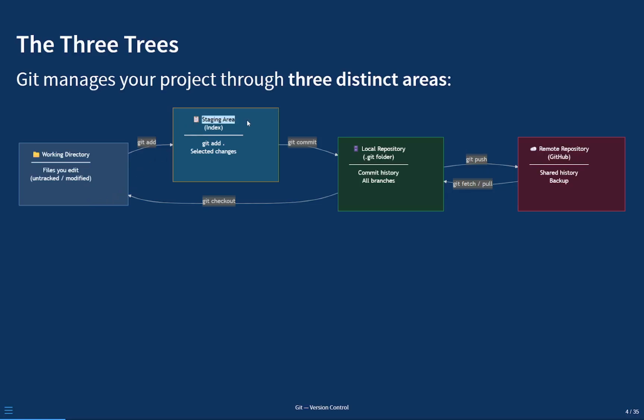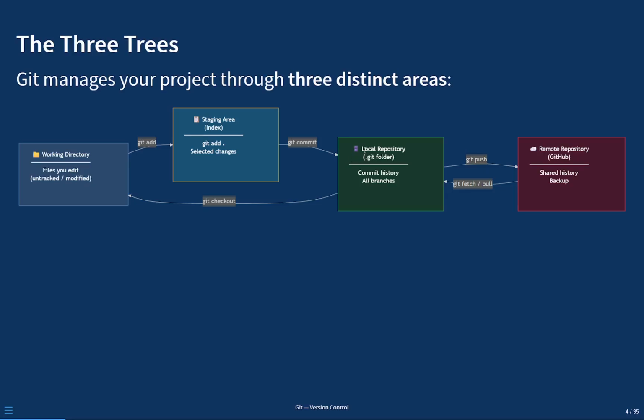The staging area, also called the index, is Git's drafting table. When you run git add, you are copying a snapshot of a file's current state into the staging area. This is the set of changes that will go into your next commit. Crucially, you can stage some files but not others. This lets you craft very precise, focused commits, even when you have changed many files at once.